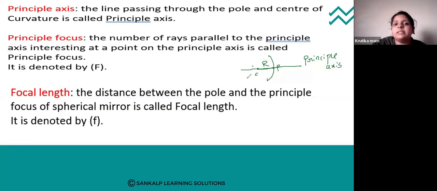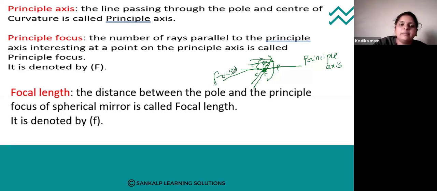Next term is the principal focus, students. The principal focus is the point where rays meet after reflection or refraction. Suppose light rays are incident on this surface. After hitting the mirror, the light ray will reflect back, and after reflecting it will meet at one particular point. That point is called the focus.